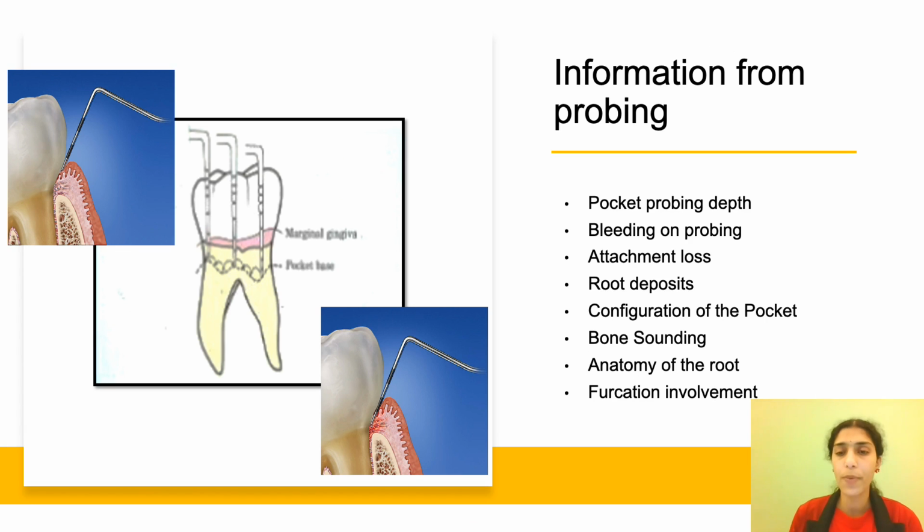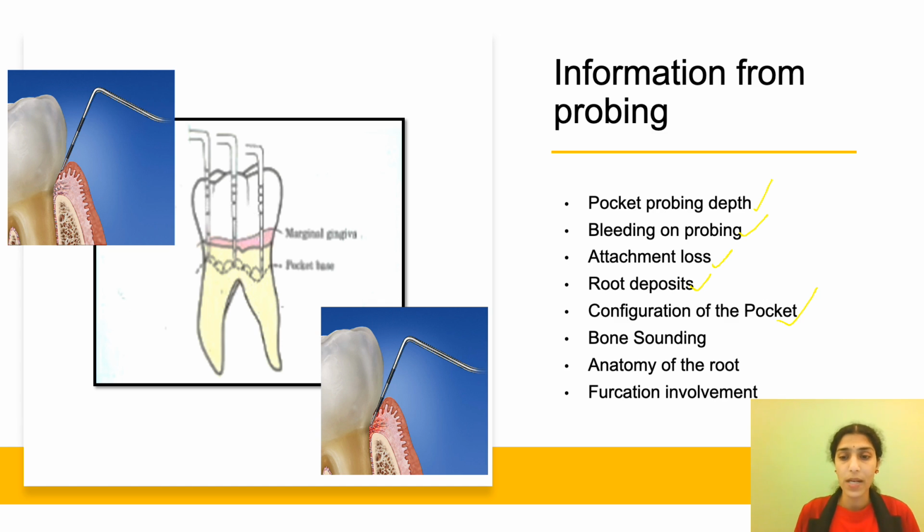So from the probing measurements, what information do we get? As I just explained before starting the probing, we can get information about the pocket depth, the bleeding on probing, and the amount of bleeding on probing. We can also estimate the amount of attachment loss. We can see whether subgingival calculus is present on the root, and we can feel it while probing. We can also check the configuration or type of the pocket, or which surface the pocket is present on.